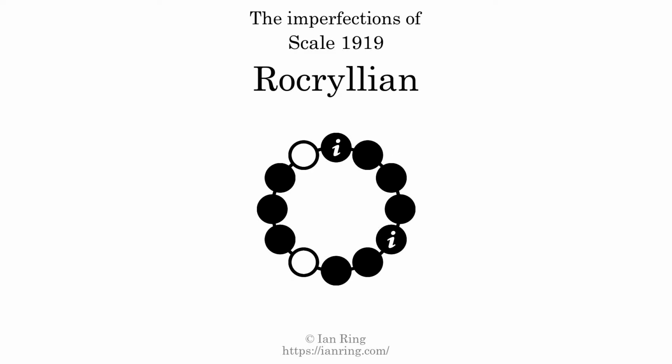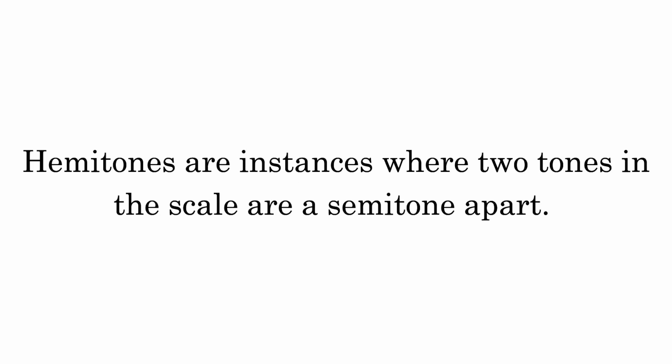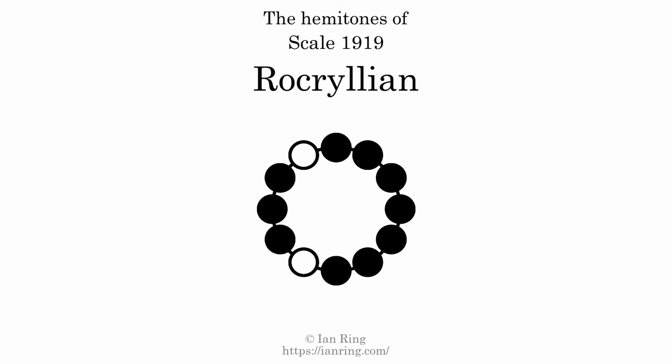They are at positions here and here. Hemitones are instances where two tones in the scale are a semitone apart. This scale has 8 hemitones. They are at positions here, here, here, here, here, here, here, and here.